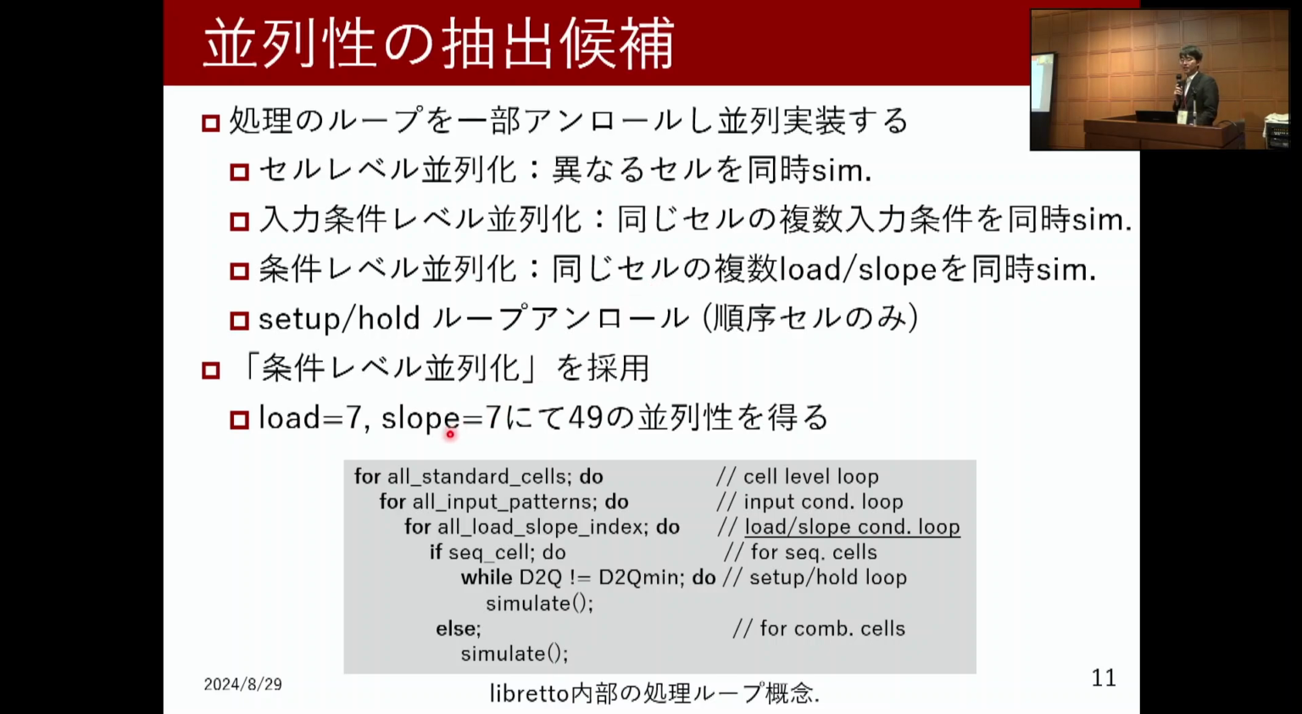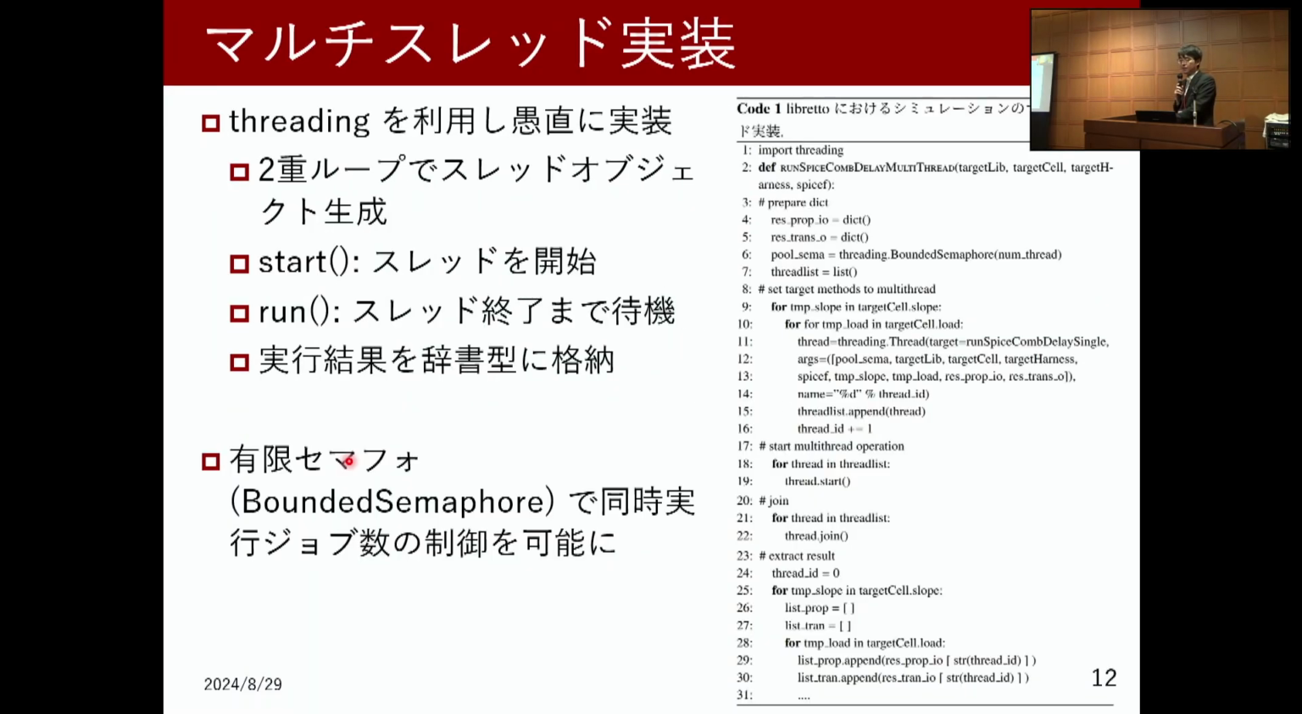For example, in 180 library, it has 7 different load index, 7 different slope index, so we can easily extract 49 parallelism from this kind of input through slope conditions. For the implementation, we simply use threading of Python, and also we are using a bounded semaphore to control the number of threads.